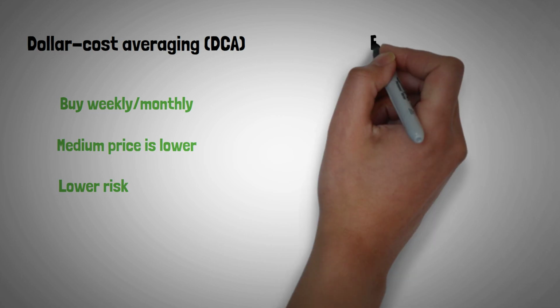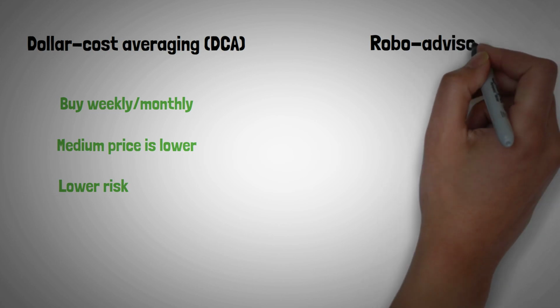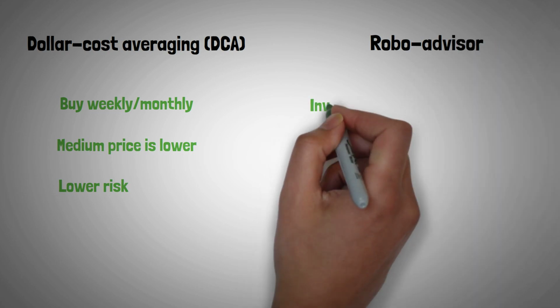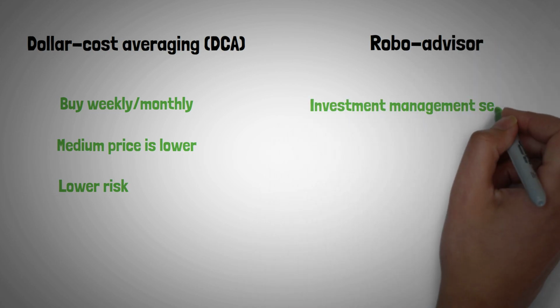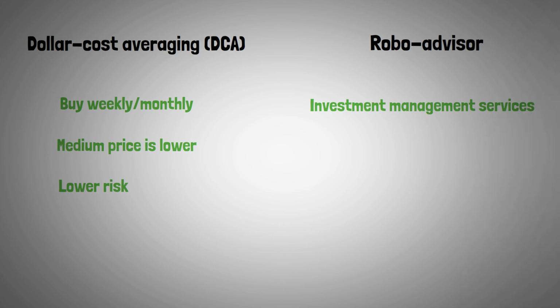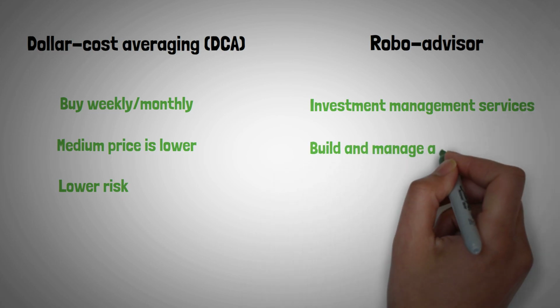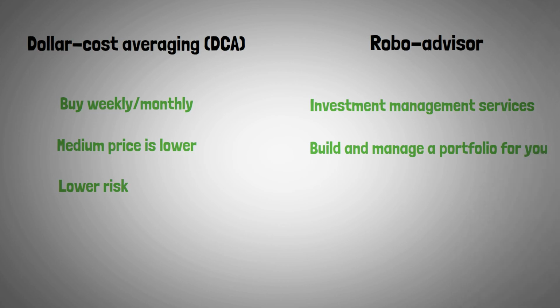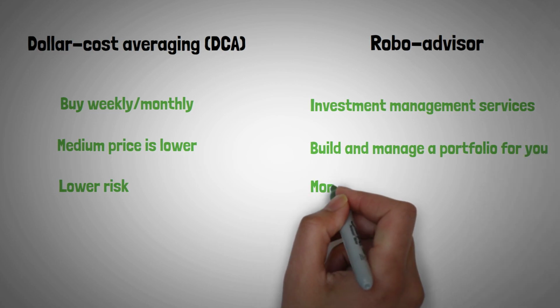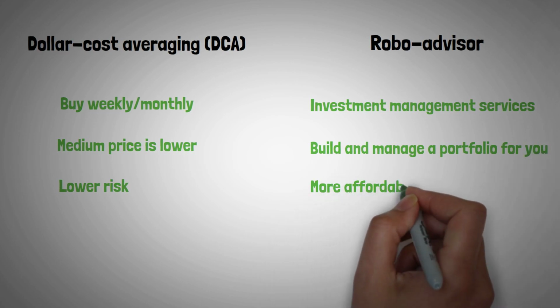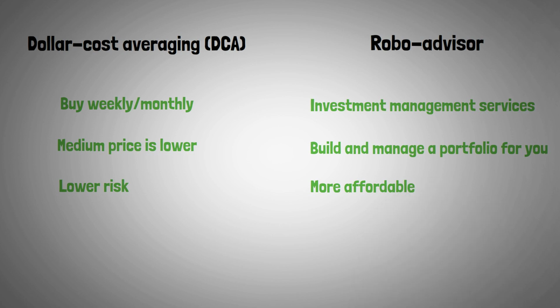Another option to consider is using a robo-advisor. A robo-advisor is a digital platform that provides investment management services. They use algorithms to build and manage a portfolio for you, so you don't have to do it yourself. And they're often more affordable than traditional investment management services. This can be a great option for people who are new to investing and want a hands-off approach.